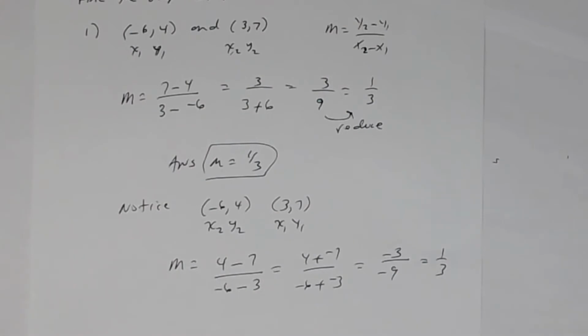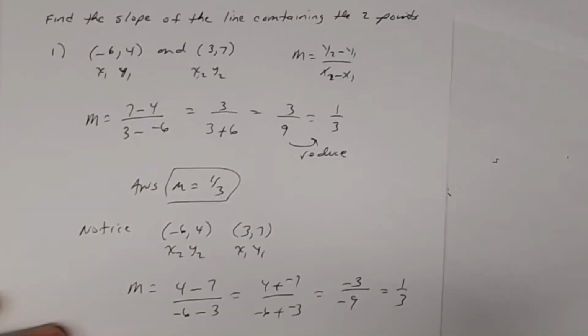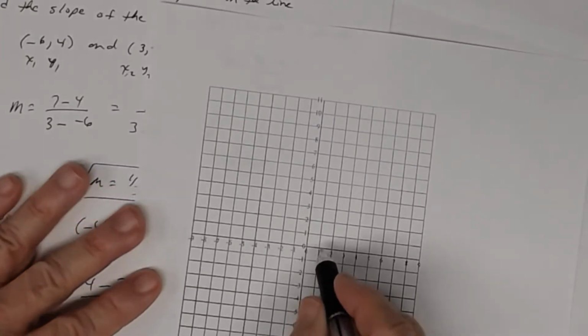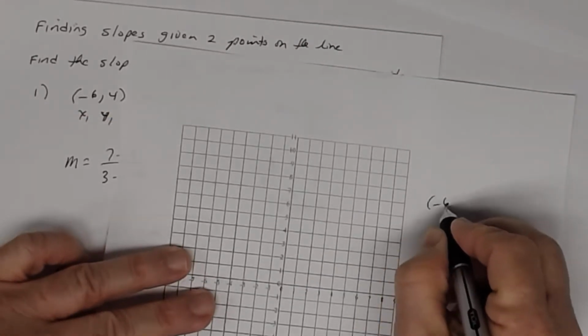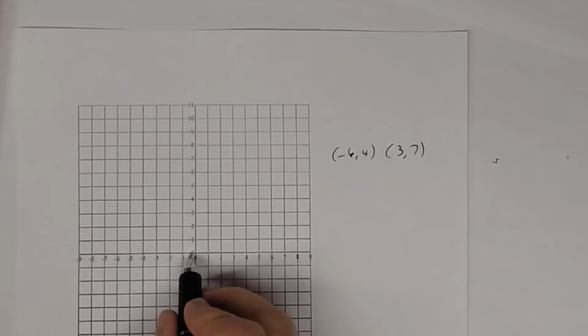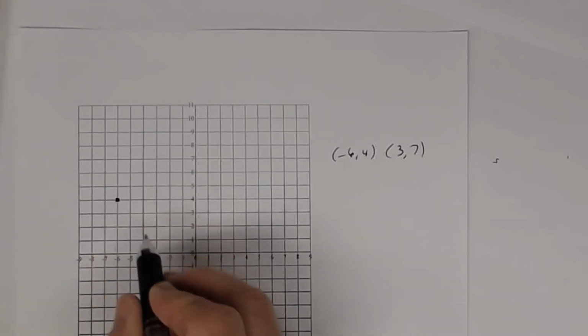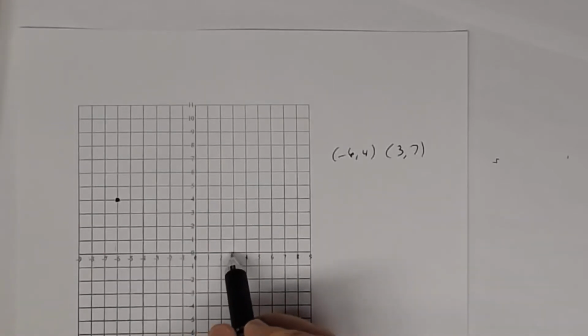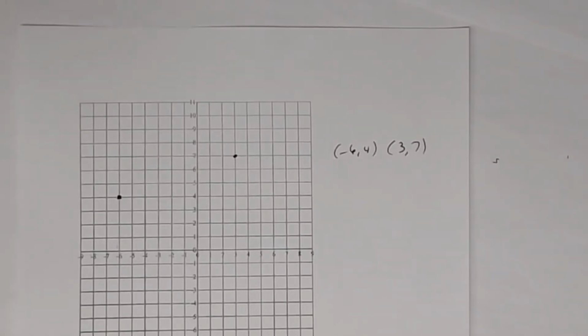Now what I want to do is remind you what the graph looked like. All right, so you're basically done. You just use the slope formula, you're done. But here's the graph, just to remind you. We had the point negative 6, 4, and the other point was 3, 7, right? So if I plot those 2 points, here is negative 6, 4 right here, all right? And then 3, 7 is right here, okay? And then I'm going to go ahead and draw the line.